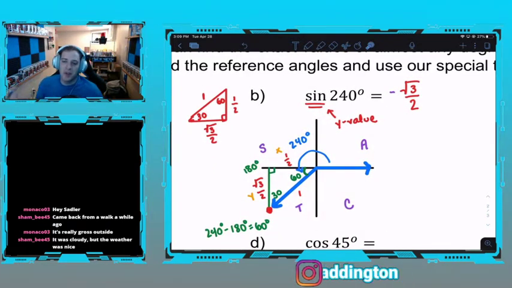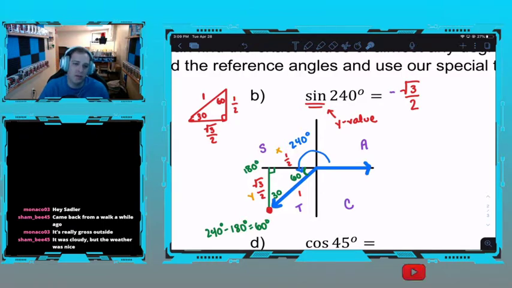So the big thing that I want you guys to get out of today is this lesson is almost identical to what we did in lesson 2. It's just now we're adding in the words sine, cosine, and tangent, which just means, hey, are you looking for the x value or are you looking for the y value?